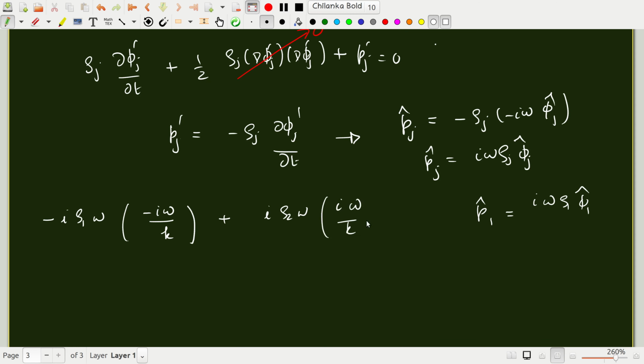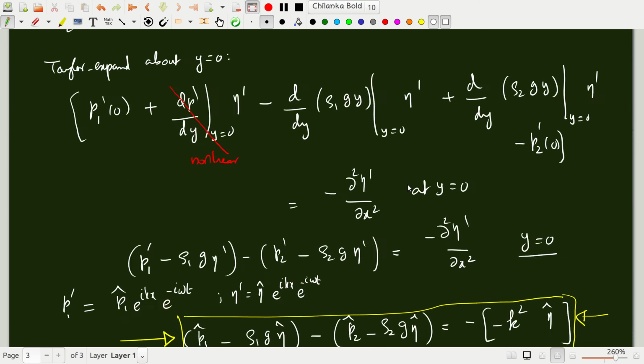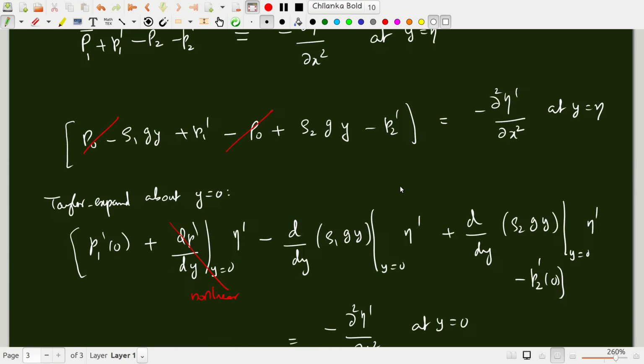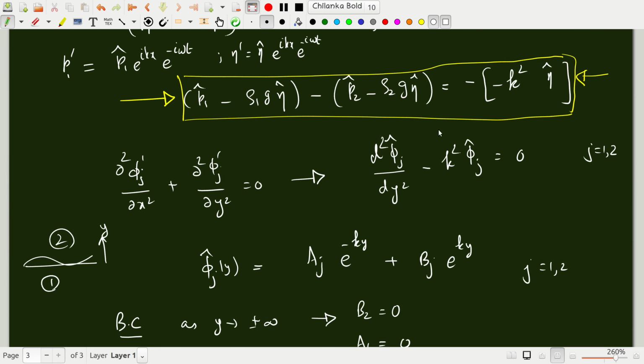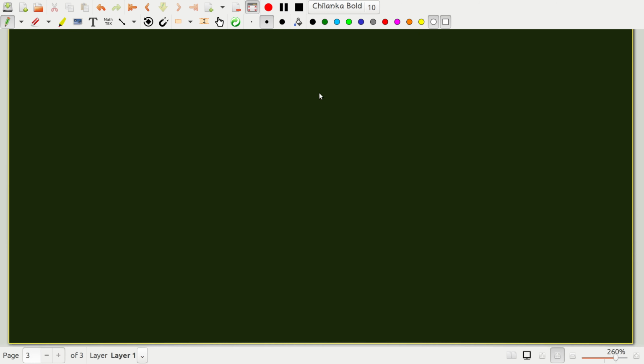So plus I ρ2 ω times I omega by k plus (ρ1 minus ρ2) g is equal to minus k² γ. Now what I'm doing is essentially taking this equation, and substituting all these terms for P1, and in P1 I'm substituting in terms of φ1, but φ1 I'm writing in terms of η using these boundary conditions.